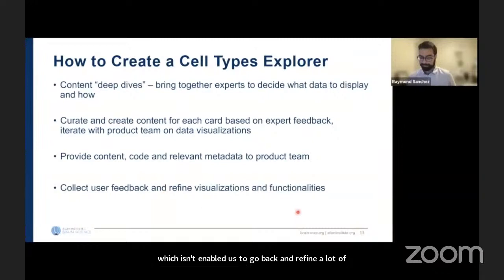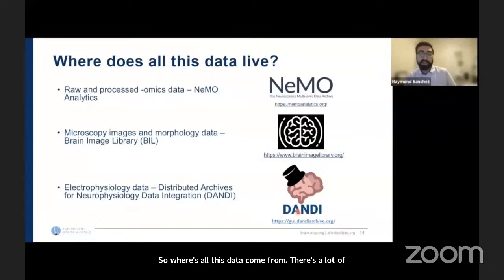So where does all this data come from? There are a lot of different modalities that Jeremy already highlighted as part of the BICCN. And to make all of the content on cell type cards, we really drew from three primary sources that were established as part of BICCN. The first was the NeMo archives, which hosts raw and processed omics data, so transcriptomics and epigenomics data. We pulled morphology data from the Brain Image Library, and all of the electrophysiology information is hosted at the DANDI archives. So this really highlights another way in which the Cell Types Explorer can serve as a one-stop shop for access to all of this BICCN data.